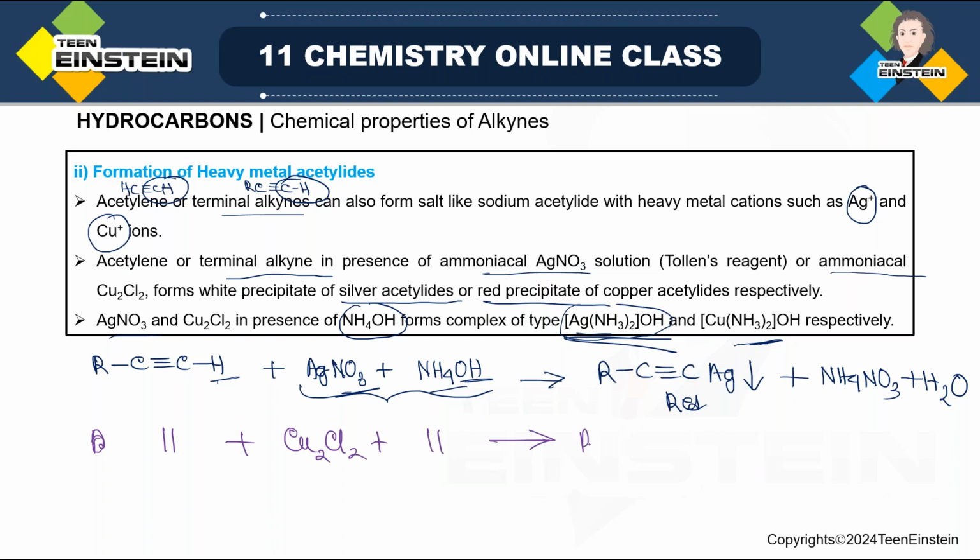Here also NH4OH. Now it is CuCl, and this, sorry, this is not red. This one is red. This is white. And again there is formation of, this time it will be NH4Cl, because now you are having a chloride ion, Cu2Cl2, not nitrate ion, and water as usual. So these are the byproducts, but the actual product is a red precipitate of copper acetylide or a white precipitate of silver acetylide, right? So this is the second reaction.